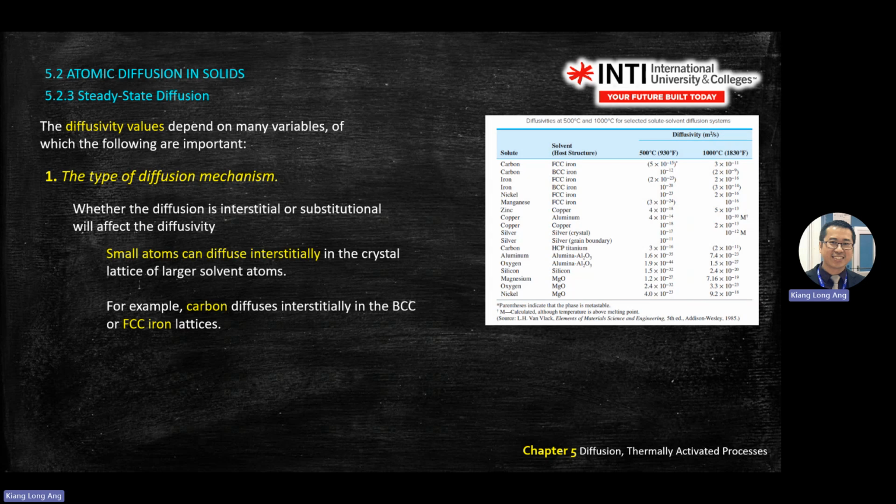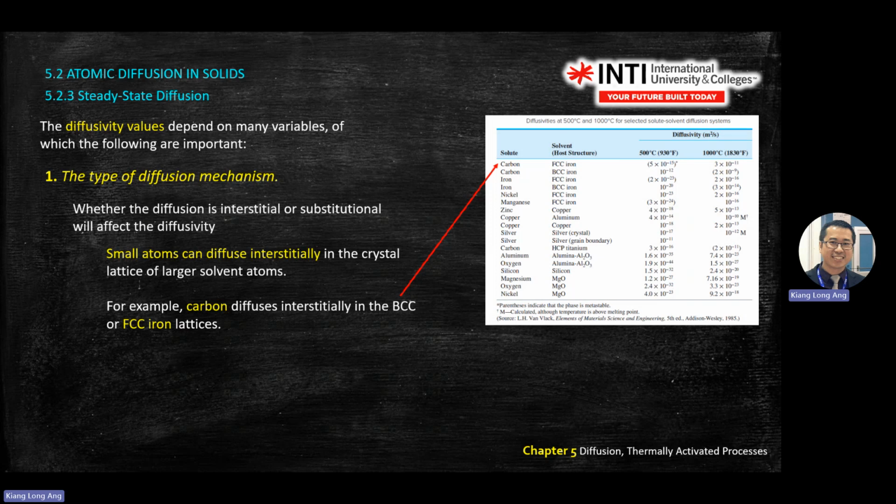First is the type of diffusion. There are two types of diffusion mechanism, either interstitial or substitutional. If it is interstitial, then we refer to small atoms, for example, carbon diffusing in a BCC lattice, right? Carbon in BCC. Okay, now how to use this table?